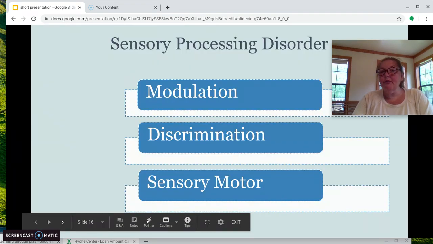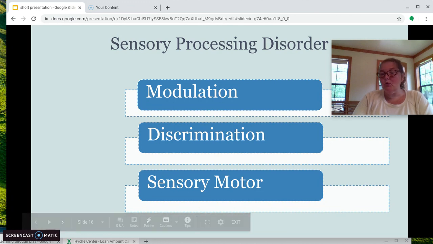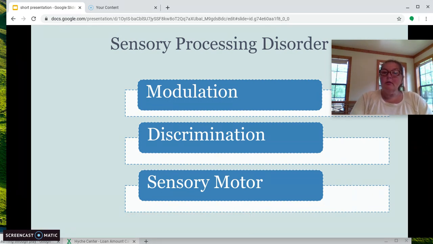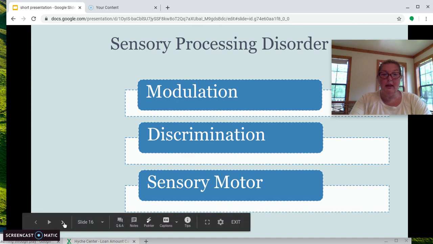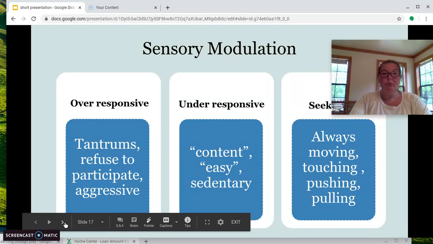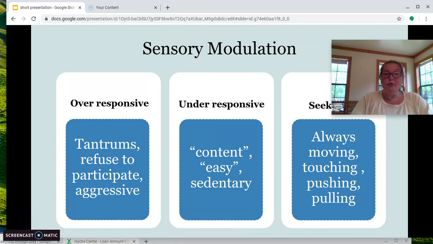There are 3 different types of sensory processing disorders or deficits: modulation, discrimination, and sensory-based motor. Today, I think we're only going to have time to talk about the first 2, modulation and discrimination. So the 3 types of modulation are over, under, and seeking. And each one of these has very specific characteristics, and we're going to talk about those.